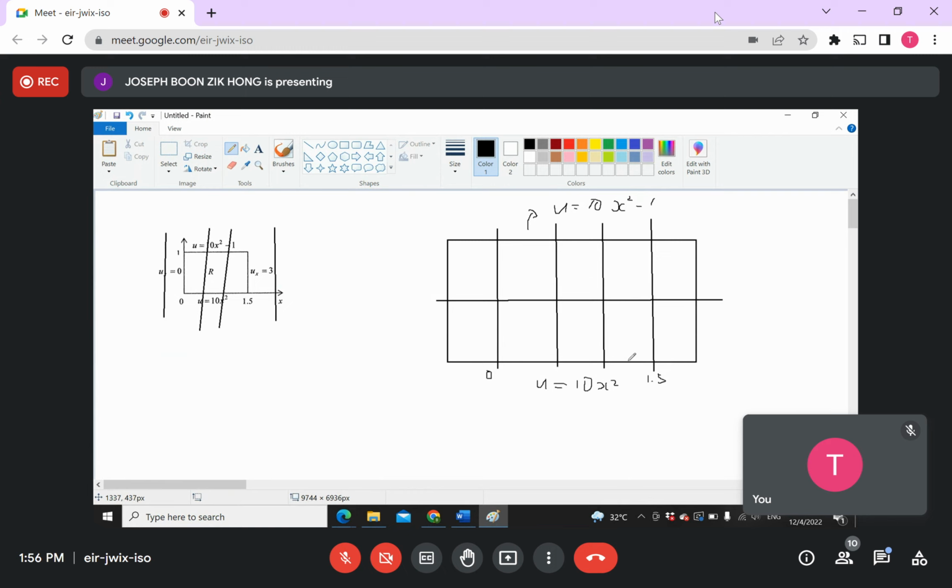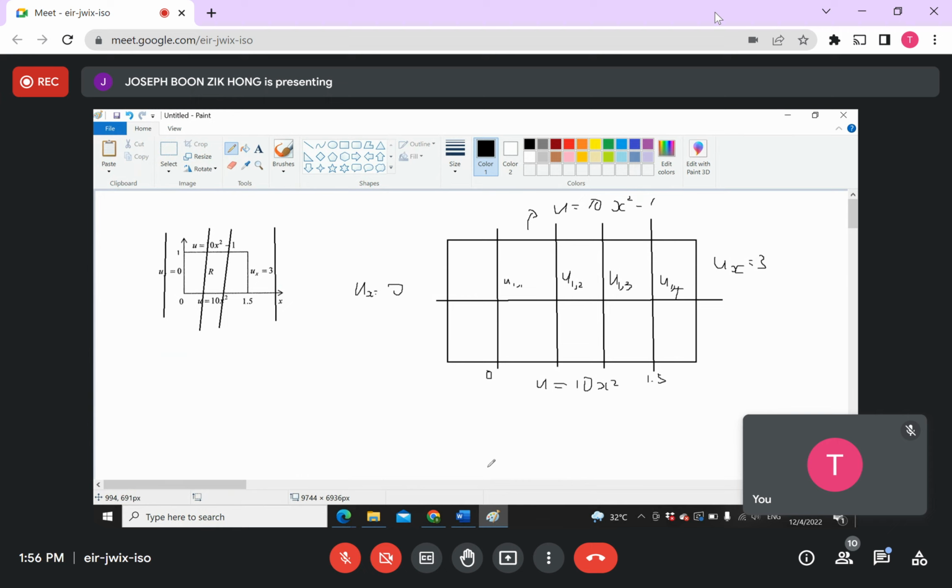Okay, and then this one is ux equal to 0, ux equal to 3. This one, let's say is u11. This one is u12, u13, u14.